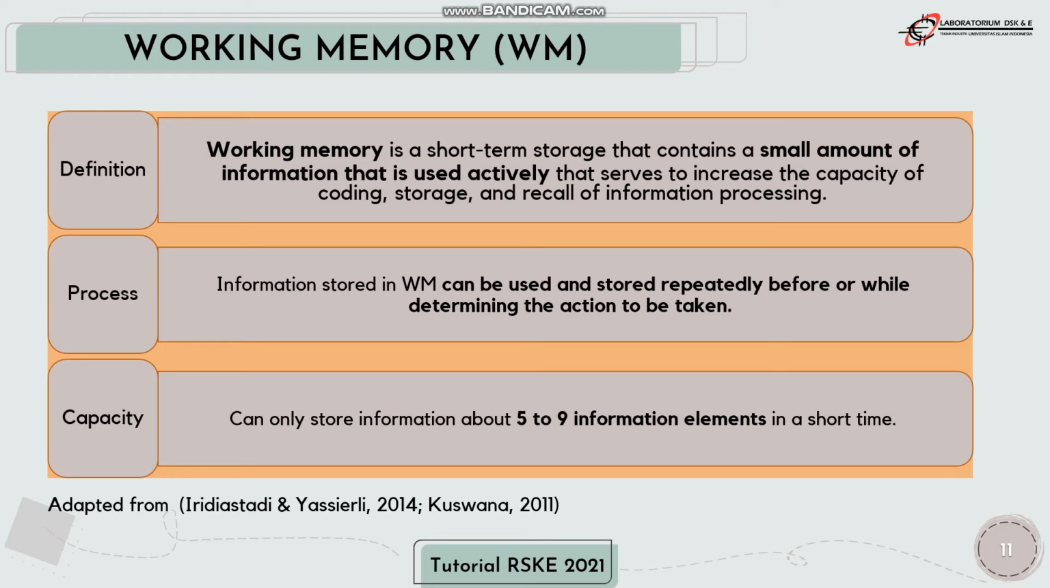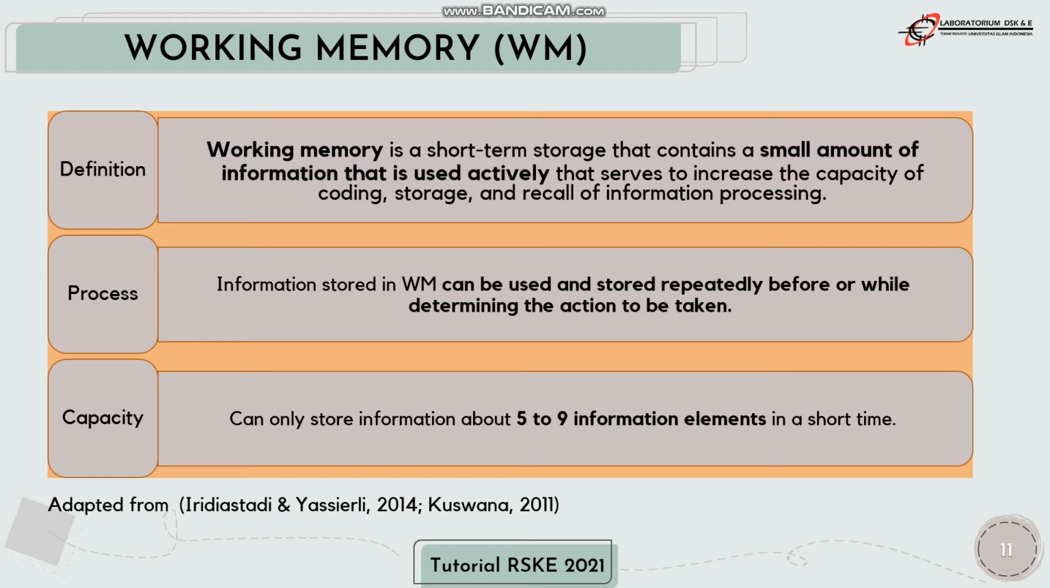For the capacity, working memory can only store about 5 to 9 information elements in a short time. These chunks of information are commonly referred to as chunks.